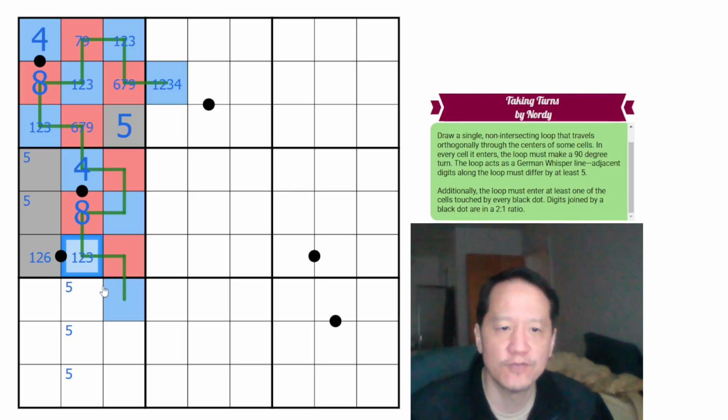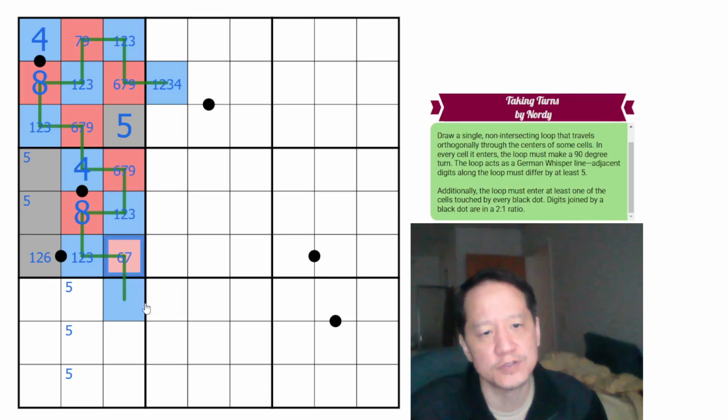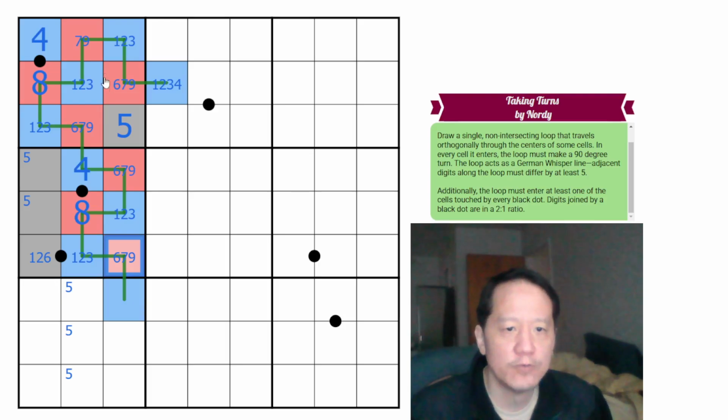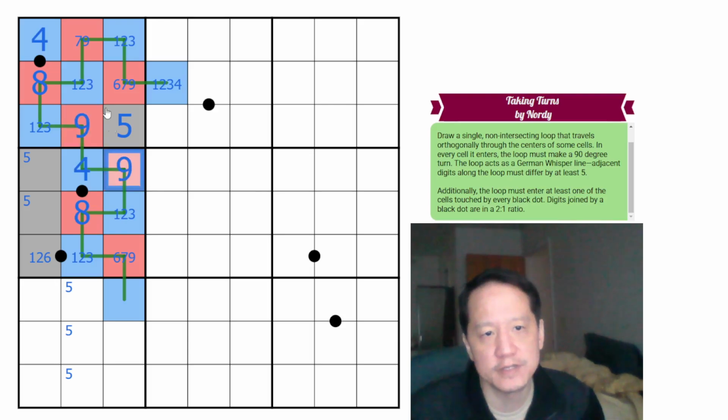So this cannot be 4. This is 1, 2, or 3. This has to be 1, 2, or 3. This has to be 6, 7, or 9. And this is also 6, 7, or 9. This can't be 6, though. 4 can only be next to a 9. Therefore, this has to be 9. And this has to be 9, which makes that 7, which makes that 6.